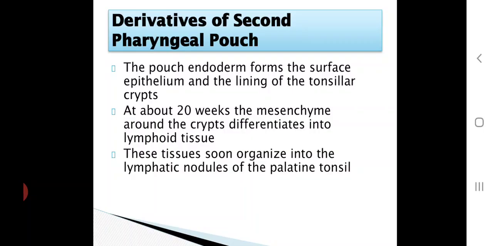The second pharyngeal pouch mainly gives rise to the development of the tonsil. If you have learnt in histology the tonsillar cleft, that represents this derivative of the second pharyngeal pouch.